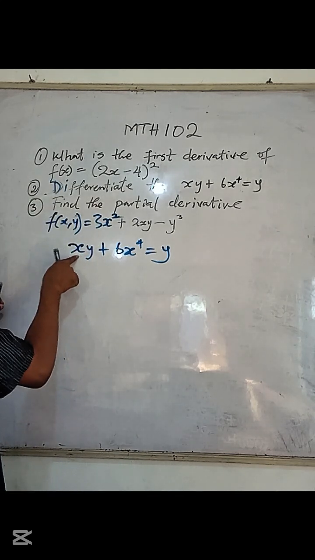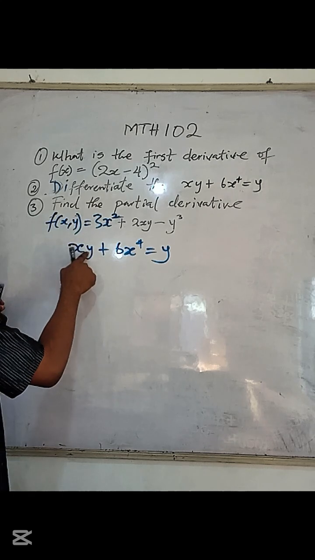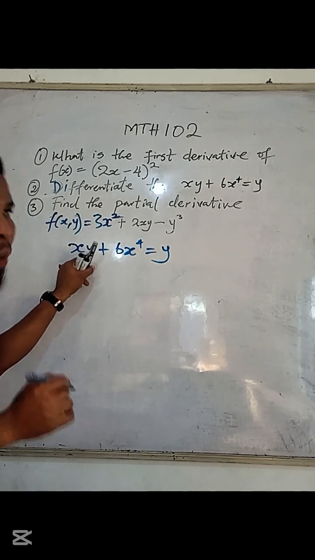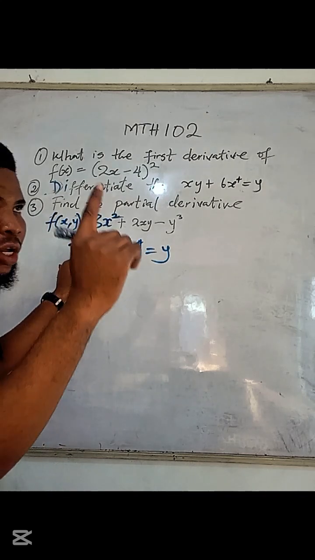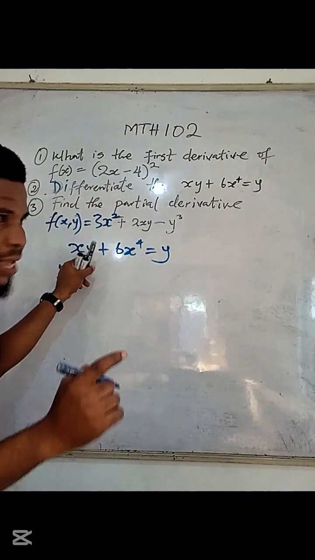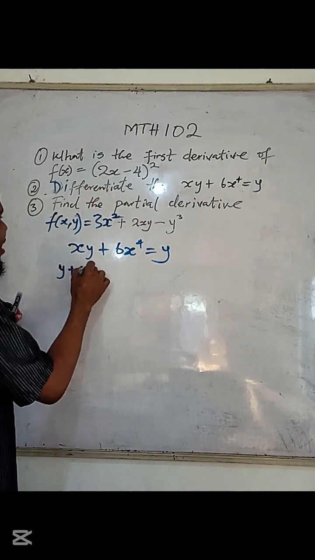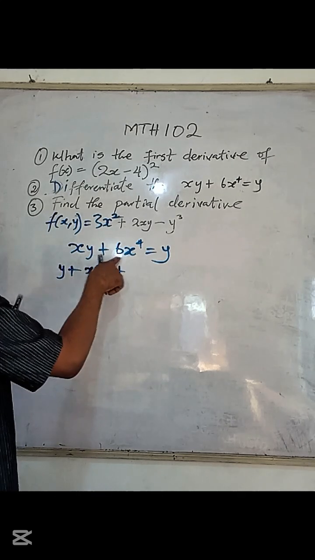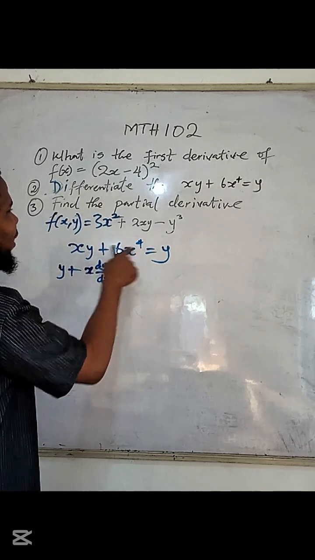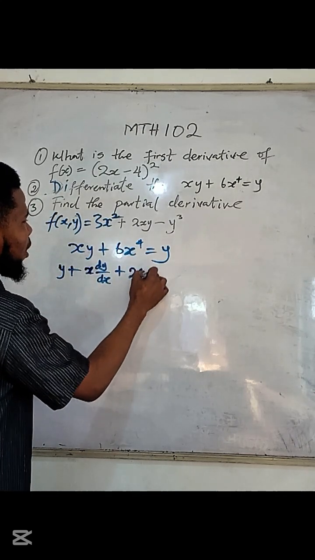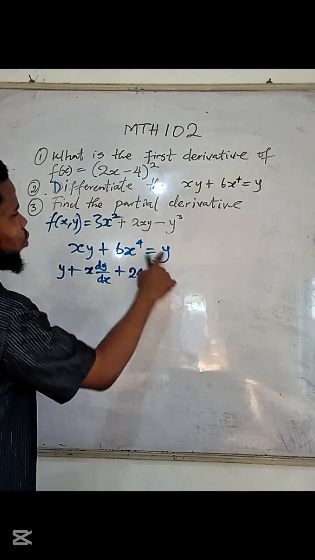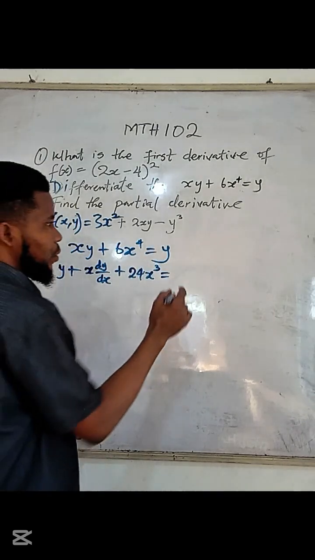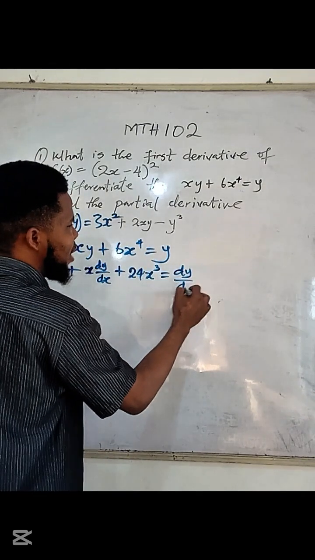Let's differentiate s. S is 1, so 1 times y, that is y, plus, now differentiate y. When you differentiate y, that's dy/dx, that's 1 dy/dx, multiplied by s, that is s dy/dx. Plus, now differentiate this one, what do you have? 4 times 6, that's 24s raised to the power 3. Equal to, differentiate this one, that's dy/dx.